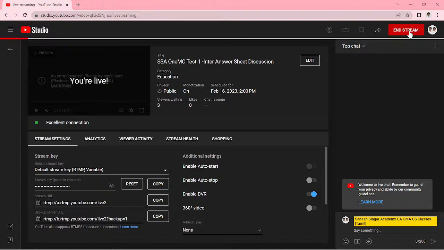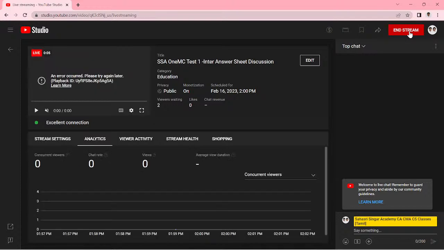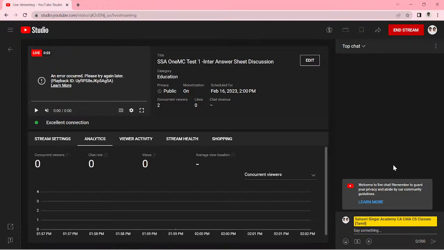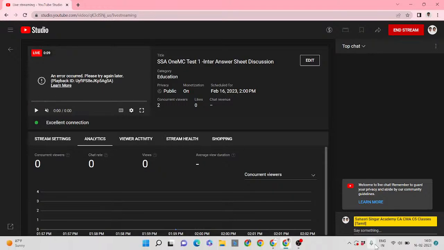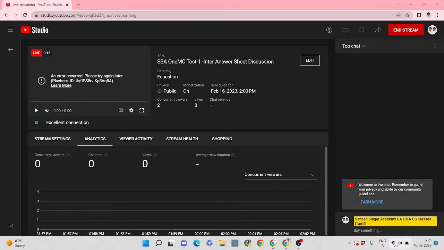First paper for CA Intermediate Group 1, Cost and Management Accounting. Question number 1. You have to find the production mix based on the limiting factor.